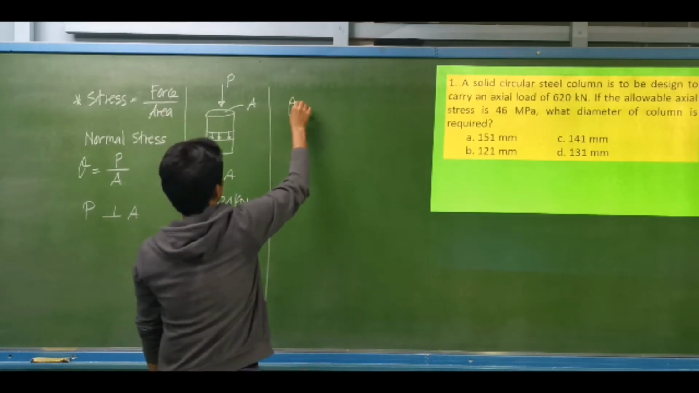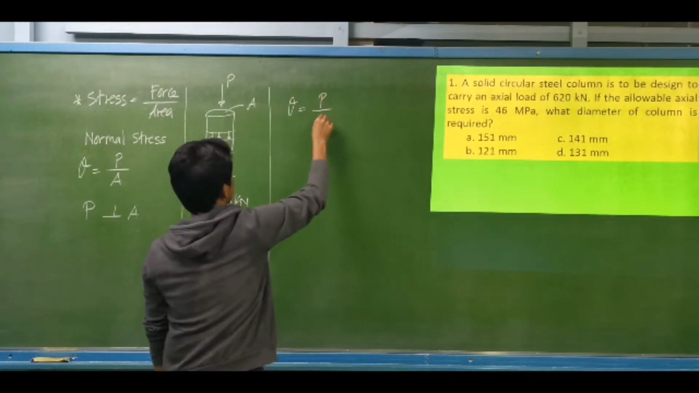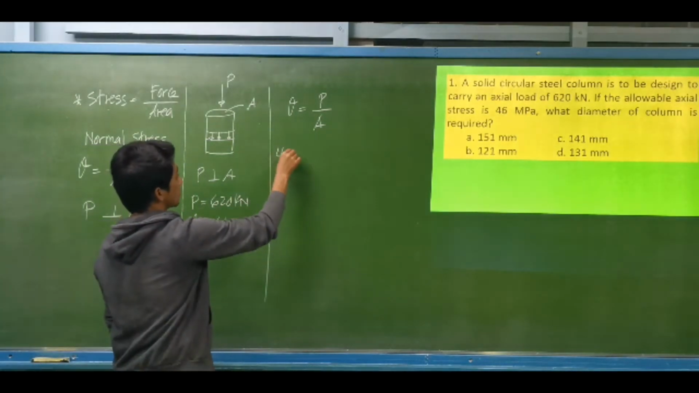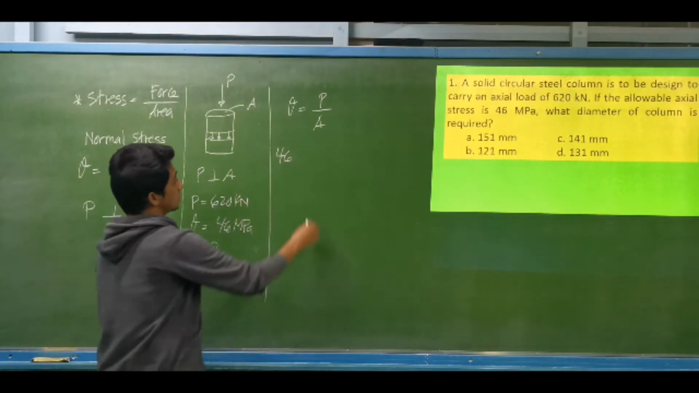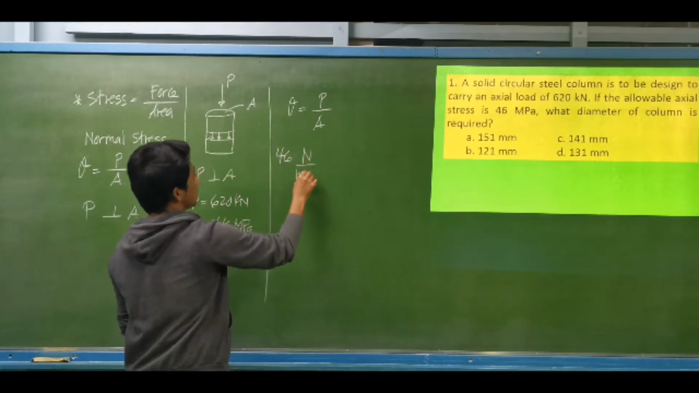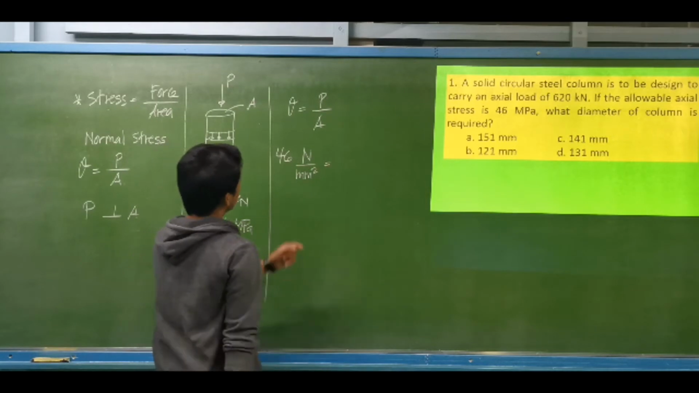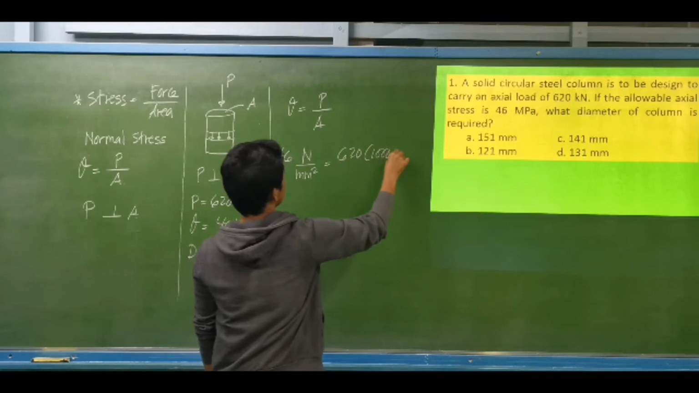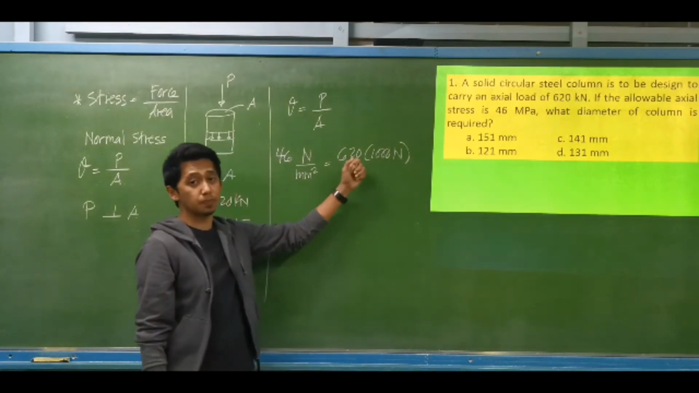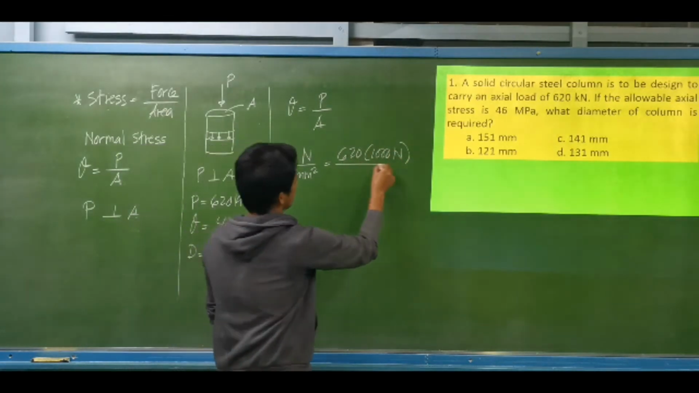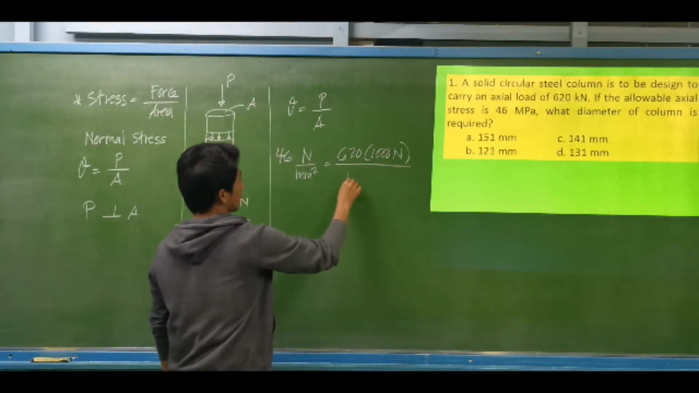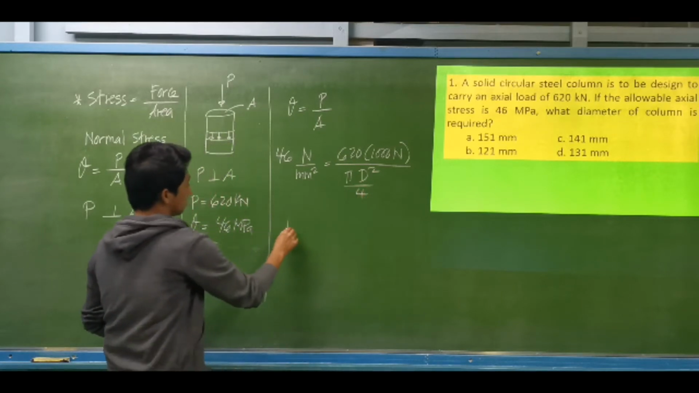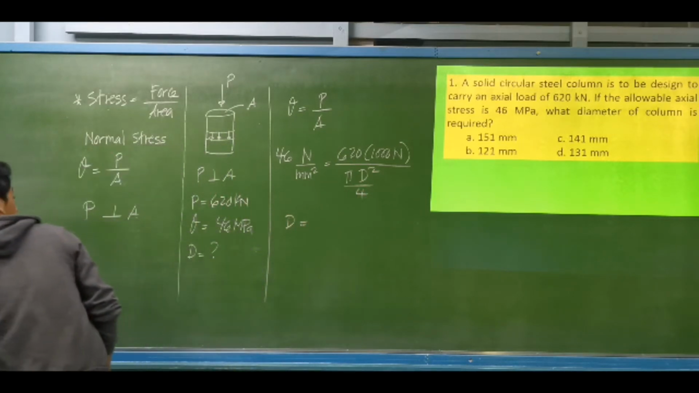Again, normal stress is equal to the force divided by area. So you have the allowable stress equal to 46 megapascals, and 46 megapascals is the same as newtons per square millimeter. It is equal to the load, which is the same as 620 multiplied by 1000 newtons, divided by the area of a circle in terms of the diameter, pi d squared divided by 4. So we are looking for the diameter.